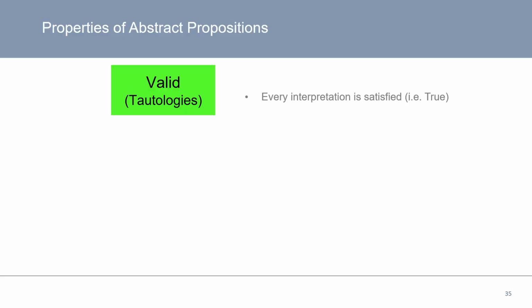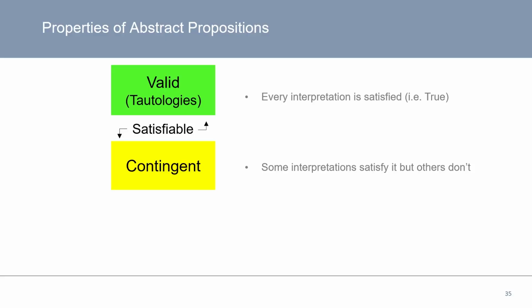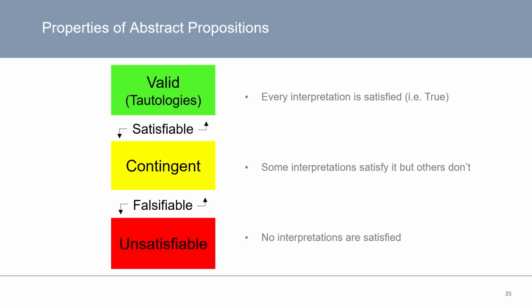Now let's describe some properties of abstract propositions. First, we have valid propositions, also known as tautologies. Here, every interpretation is satisfied, in other words, true. Then we have contingent propositions. This means that some interpretations satisfy it, but others do not. And lastly, we have unsatisfiable, which means that no interpretations are satisfied or true.